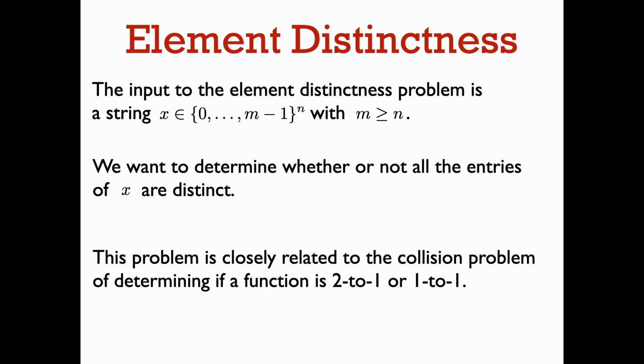Let's say we want to solve the element distinctness problem. We are given a string x with n letters over the alphabet 0 through m-1. We assume that m is at least as big as n. The question we want to answer is whether or not all the entries in x are distinct. We again think about solving this problem in the query model. So we can ask what letter is at the ith position of x, and we want to figure out if there is a repeated letter in x while making as few queries as possible.